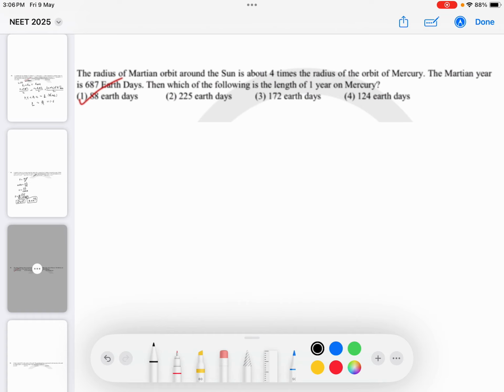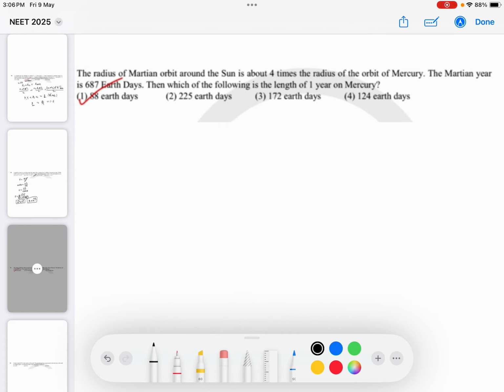Kepler laws of motion, you can take the third law. Square of the time period is directly proportional to cube of the radius. So that you can apply it, you get the answer. So T square is proportional to R cube.